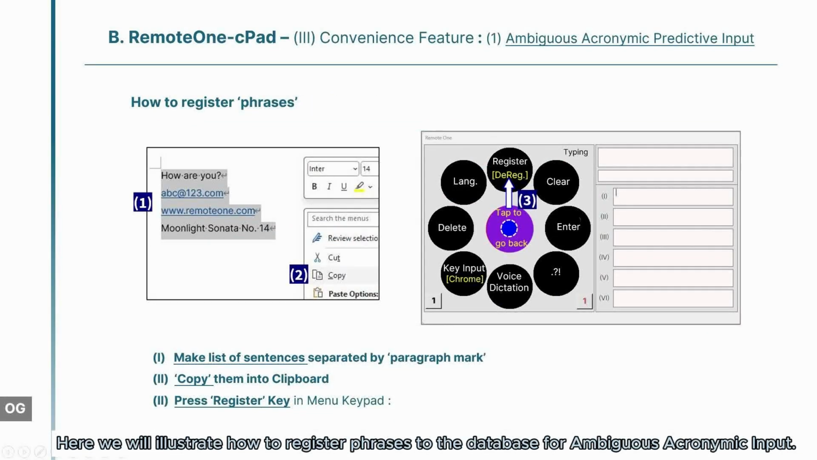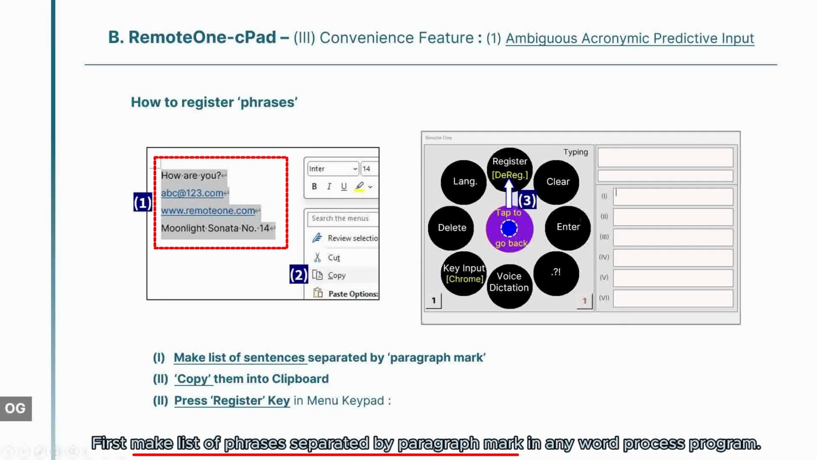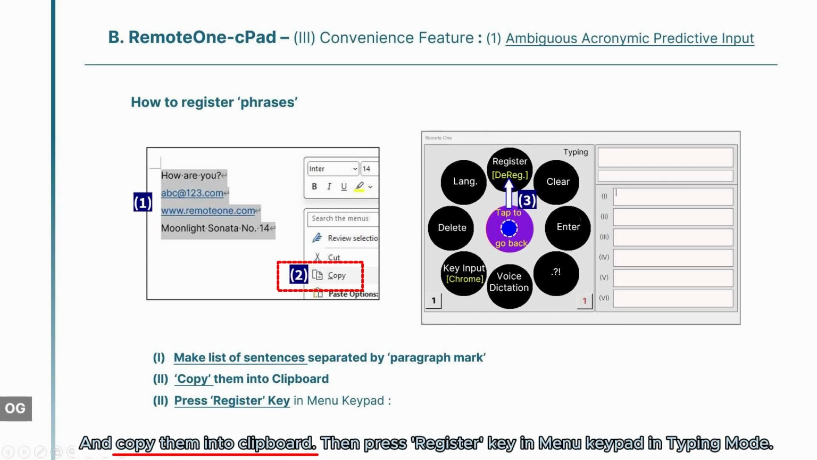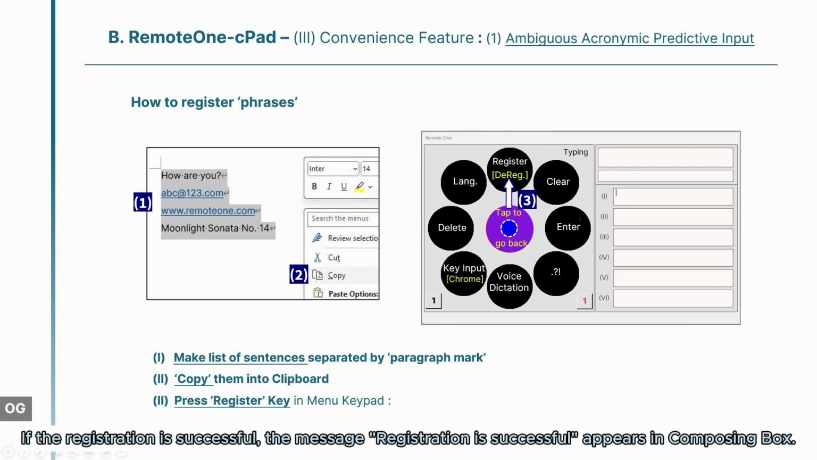Here we will illustrate how to register phrases to the database for ambiguous acronymic input. First, make a list of phrases separated by paragraph marks in any word processing program, and copy them into the clipboard. Then press the Register key in the menu keypad in typing mode. If the registration is successful, the message "registration is successful" appears in the composing box.